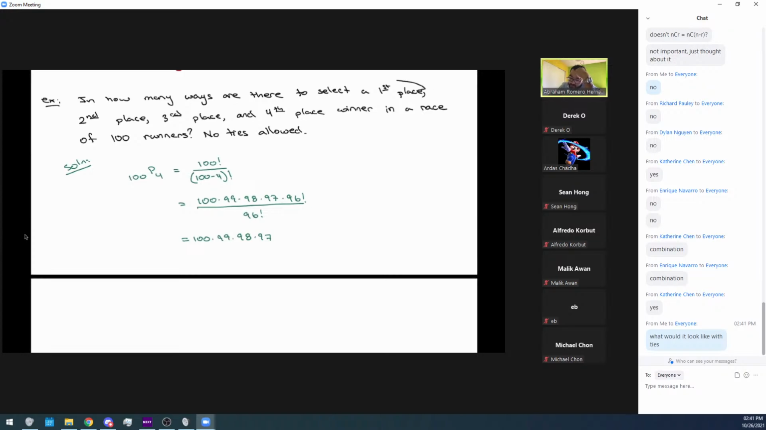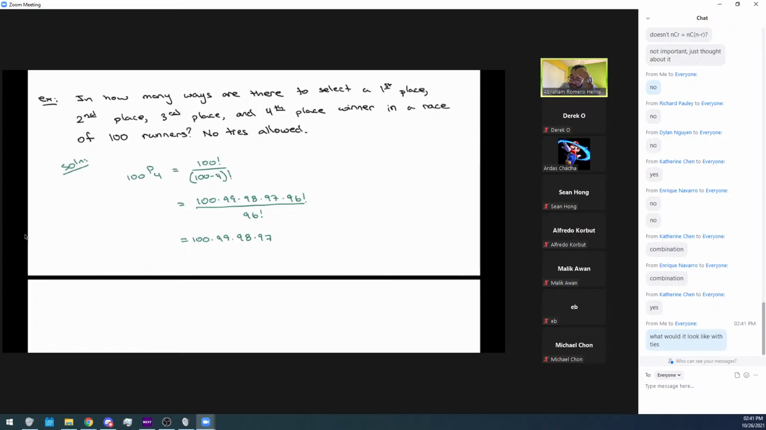if they all tie for first place, that will happen one way. If they all tie for second place, third place, and fourth place, that will also happen in one way. But there's also the possibility of them tying for first place, and then there's a second and third place.